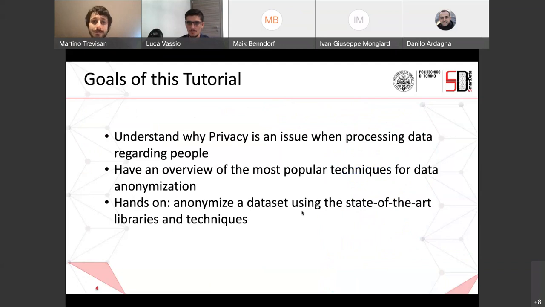Okay, thank you, Luca. So the goal of today's tutorial is to understand why we can say we are in a big data era, why these data, which are privacy related information, are an issue in general, and why privacy preserving analytics are a challenging task. Then we want you to understand why it's not easy to anonymize data, and we will give you an overview of the most popular techniques for data anonymization. And finally, you will put your hands on a real use case. You will use the libraries that we will explain to you to anonymize a real data set so that you can see in practice what it means to anonymize data.